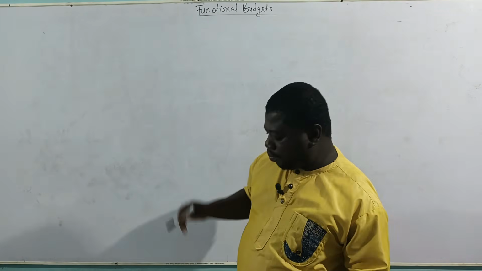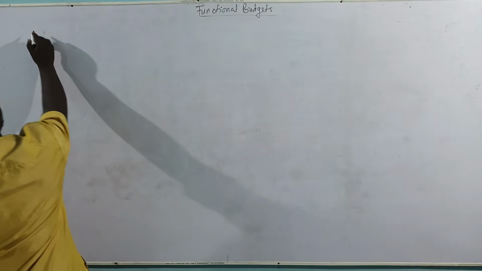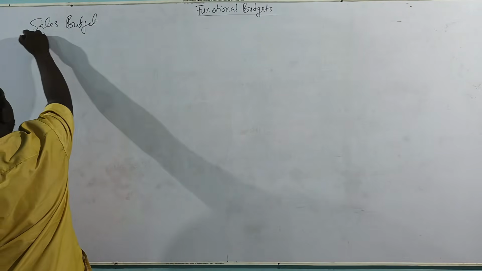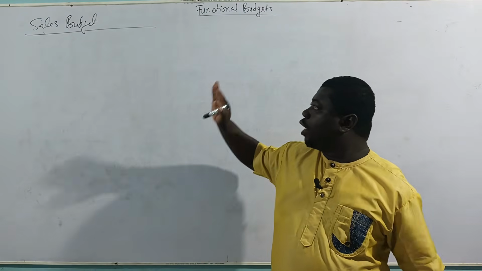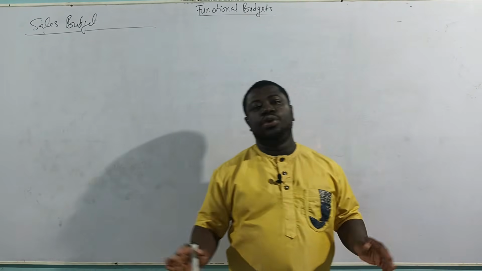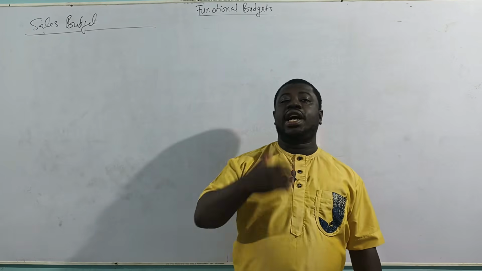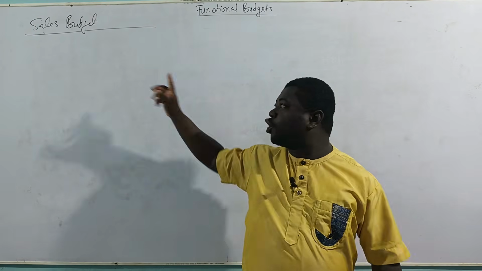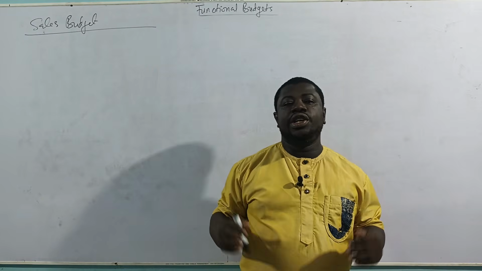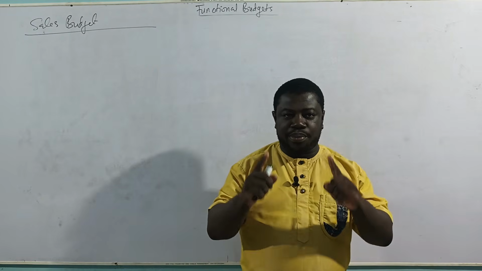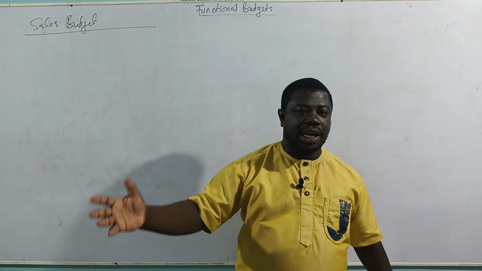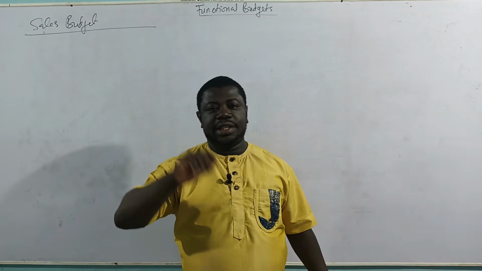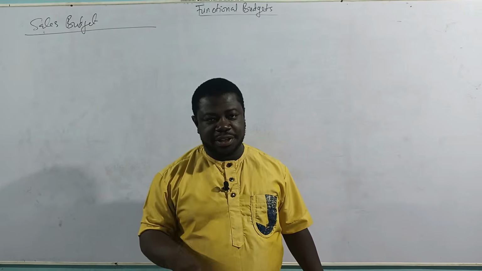I'm going to show you how to prepare the sales budget. In preparing the sales budget, I've already told you that you will be given the forecast sales, the expected sales for the coming period for which you are preparing the budget. And usually, it's not going to be just one product. Most organizations deal with many product lines. So, assuming that there are 2 products here, let's use products A and B for this very purpose.